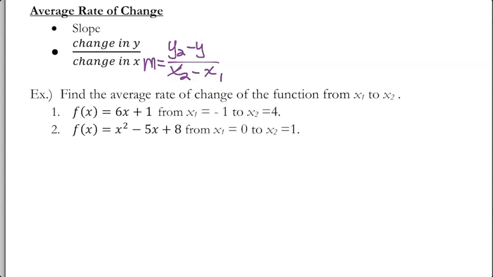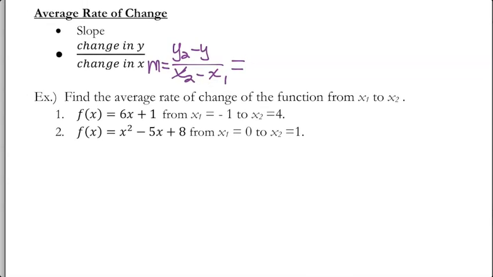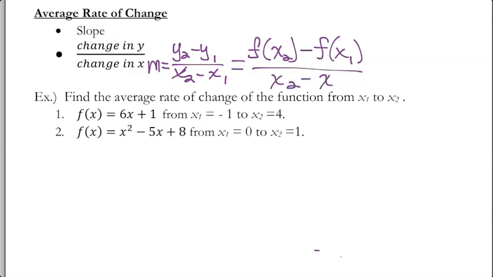So now what's different is that we're using the function notation to write slope, and we're calling it rate of change. So instead of y2, we have f of x2. Instead of y1, we have f of x1. And that's our difference between them.